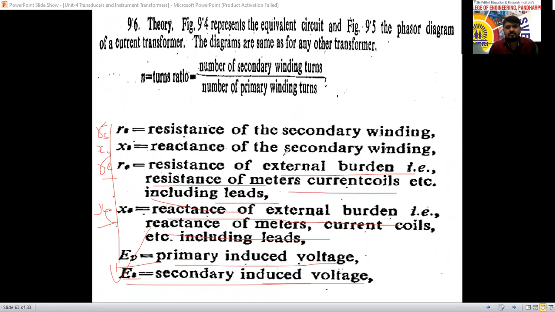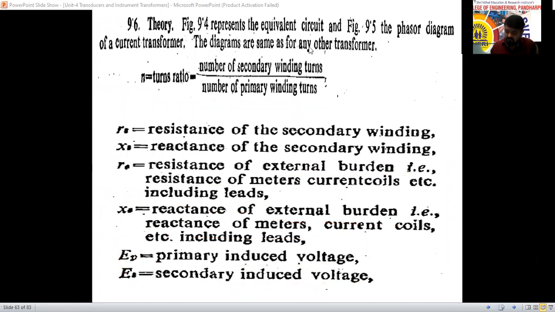Remember karte ka? All of you. RS means XS. Is it clear?